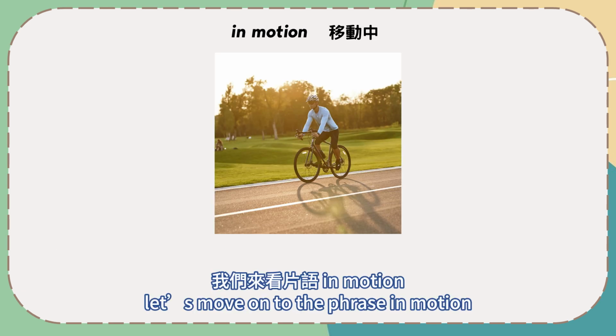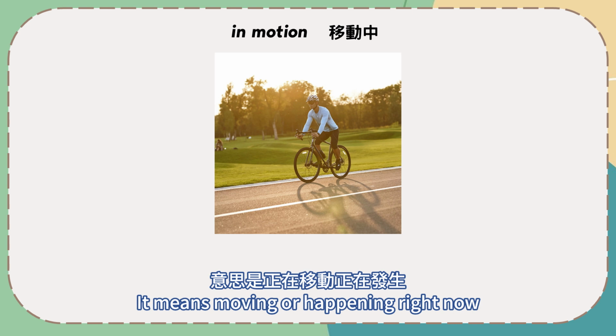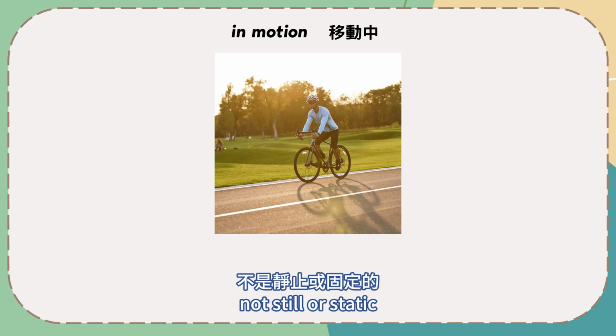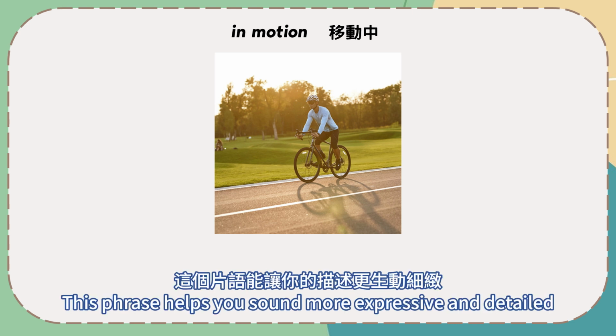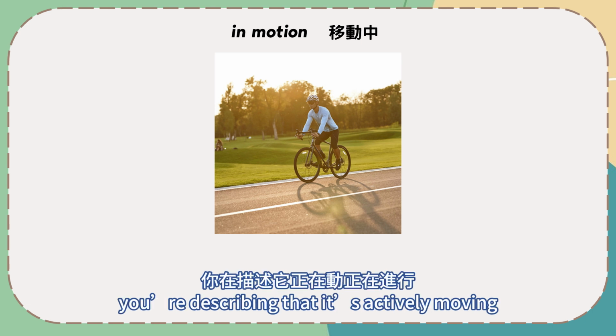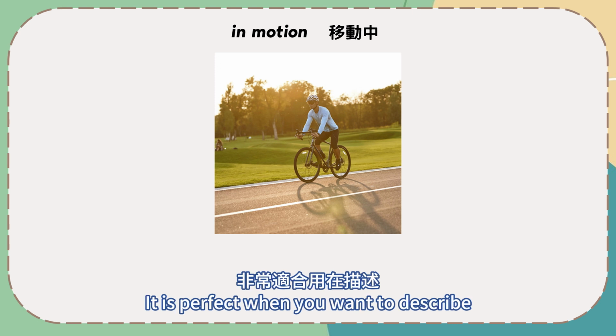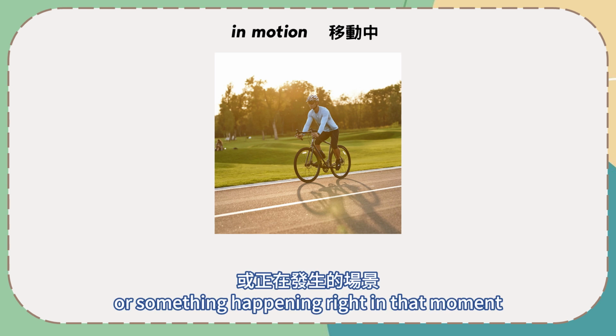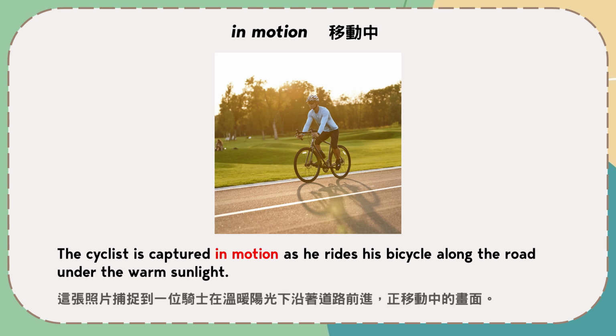Now let's move on to the next phrase, which is in motion. It means moving or happening right now, not still or static. This phrase helps you sound more expressive and detailed. When you say something is in motion, you are describing that it's actively moving. It is perfect when you want to describe a photo that captures action or something happening right in the moment. The cyclist is captured in motion as he rides his bicycle along the road under the warm sunlight.